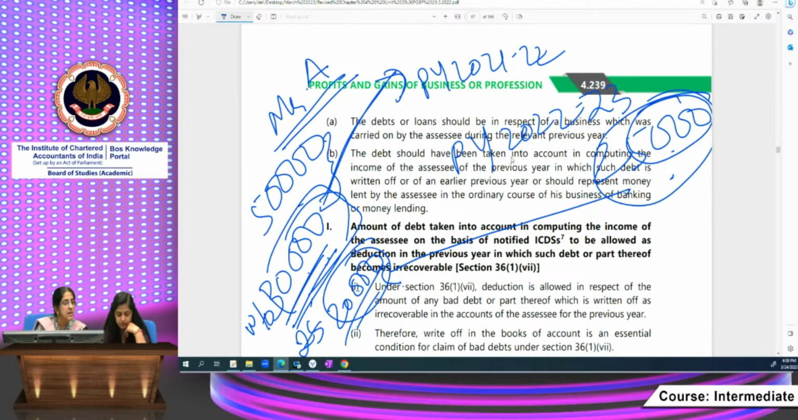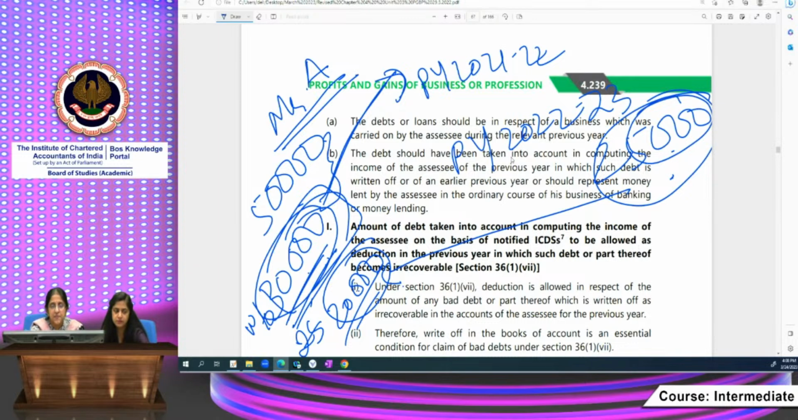Is it clear, Umapriya? 20,000 I have not written off. So if I recover that, there is no treatment required. The amount which I recovered in excess of 20,000, that 5,000, is towards the amount of 30,000 which I've already written off as bad debts.